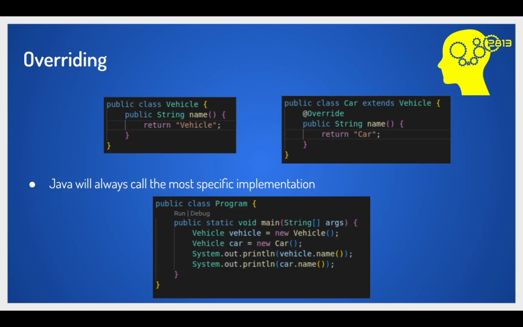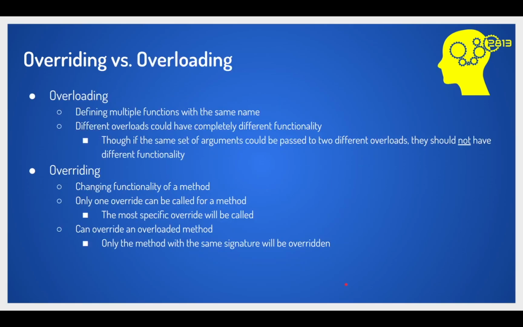In this case, it'll print out vehicle and then car. So these have kind of similar names, but here's an overview of the differences between them. Overloading is defining multiple functions with the same name. Different overloads may have completely different functionality.